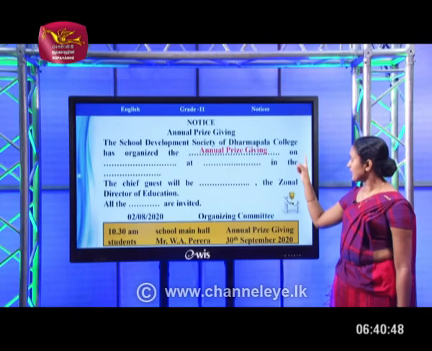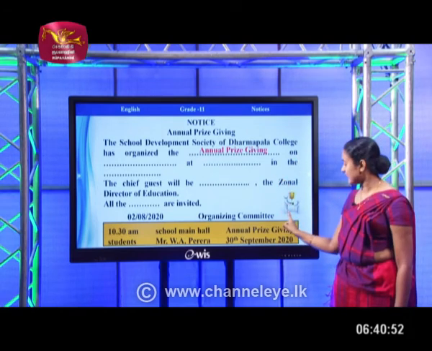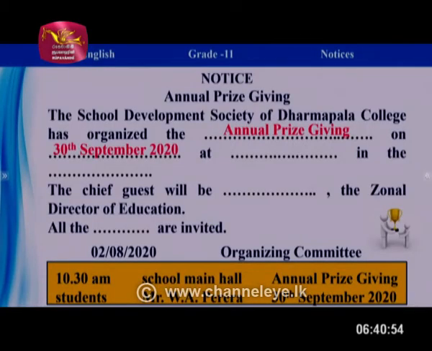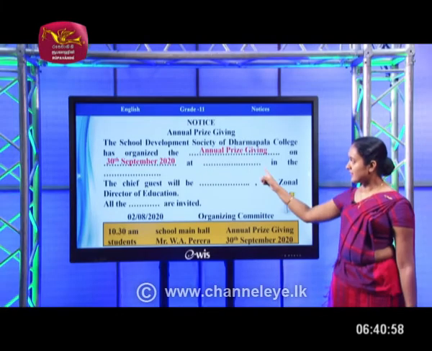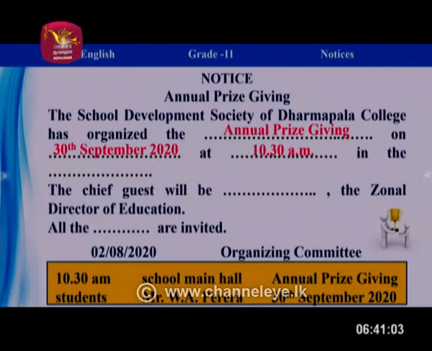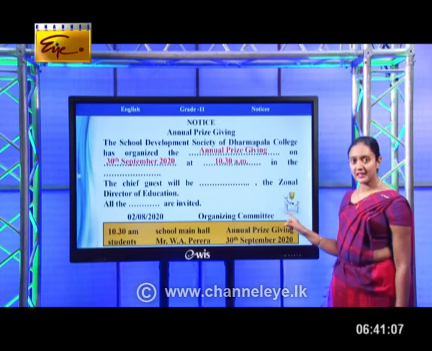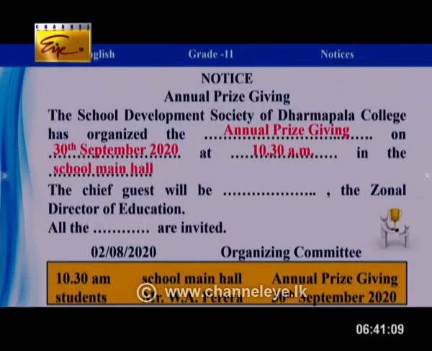On, so with the preposition on, what you should write? Yes, it is the date. So, 30th September 2020. At, and here what you should write? Yes, it is the time, 10:30 a.m. In the, you have to write the place or the venue of the event. Here it is school main hall.